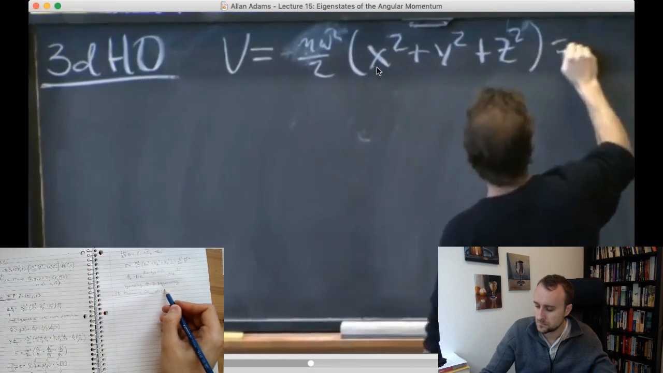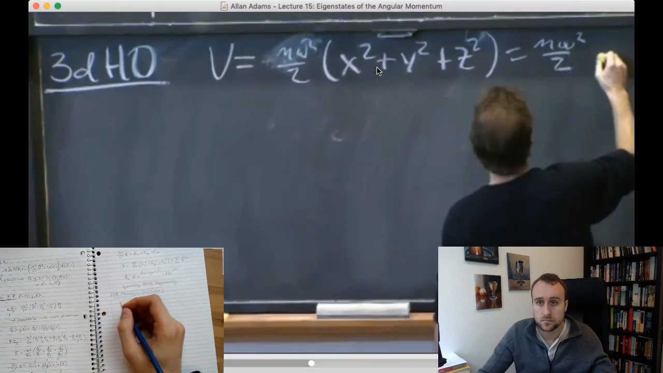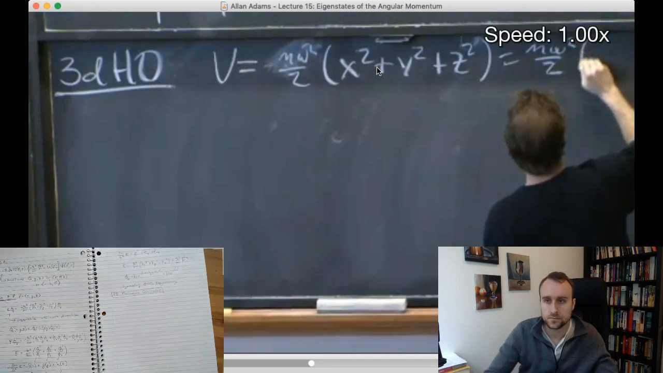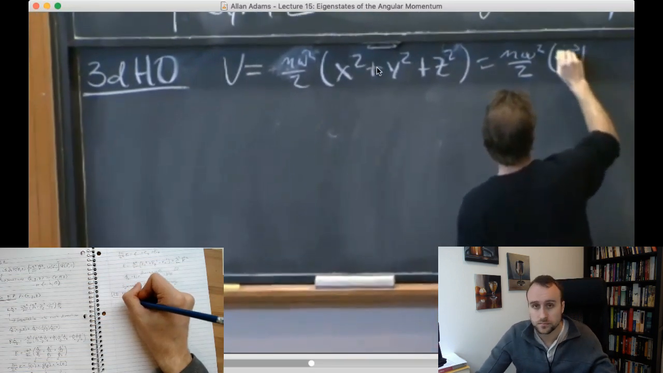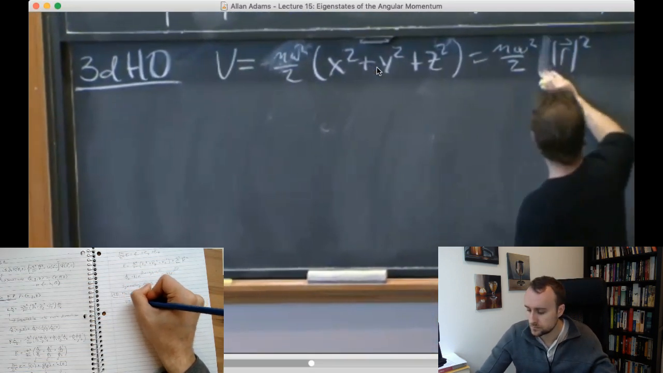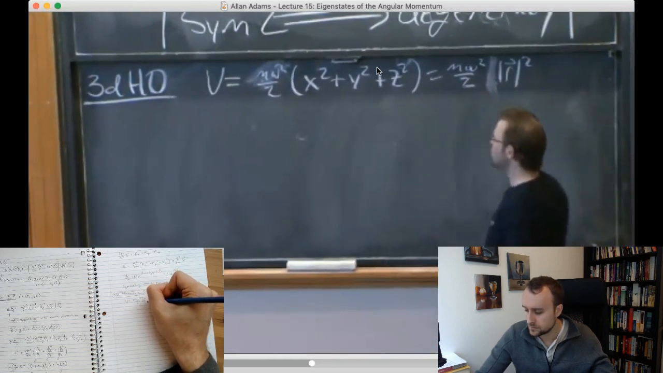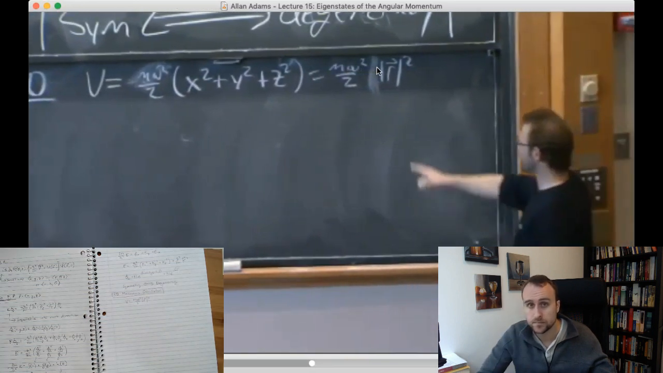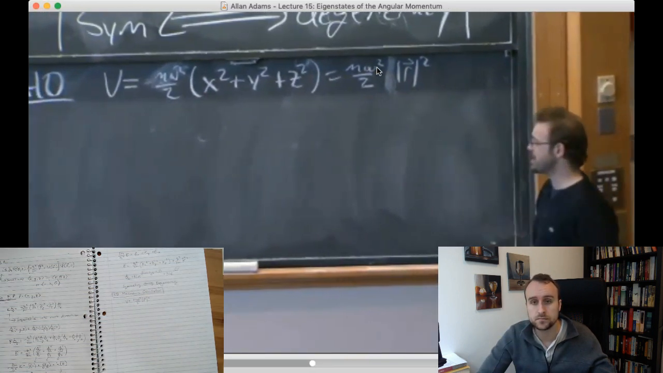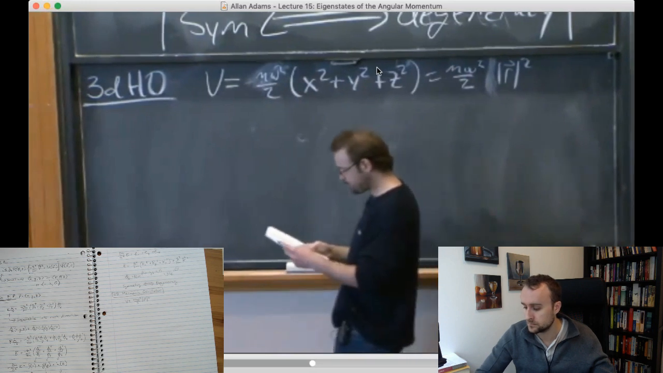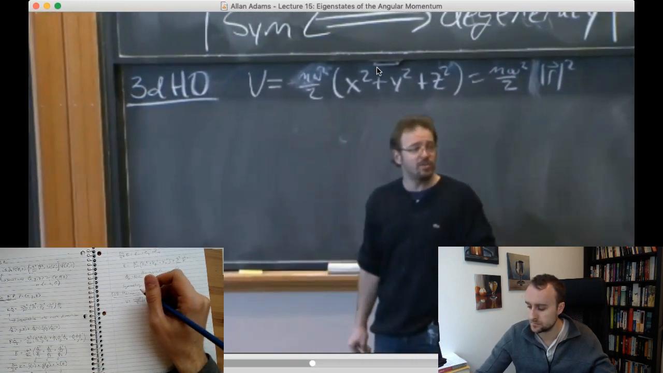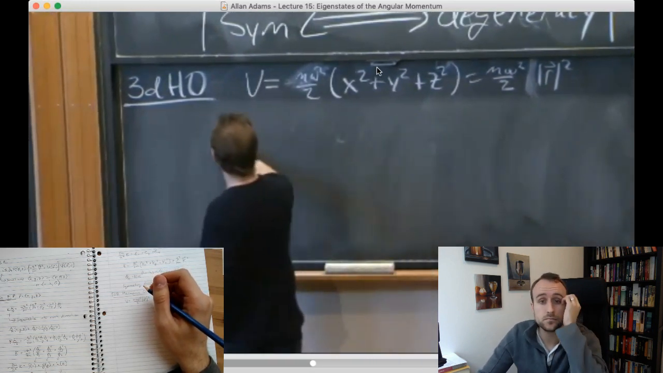This could also be written as m omega squared upon 2 r squared. So I could write it in spherical coordinates or in Cartesian coordinates. This is really vector notation. It doesn't matter, it's the same thing. 3D harmonic oscillator. So what do you immediately deduce about the form of the energy eigenfunctions?